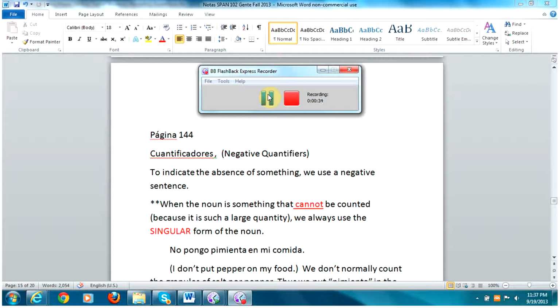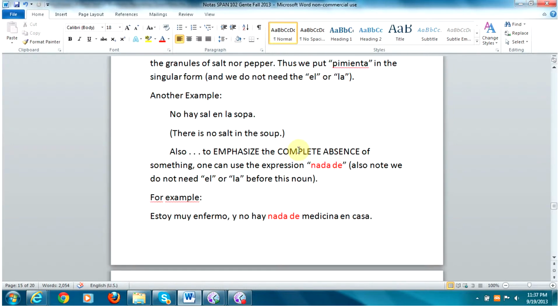When the noun is something that cannot be counted because it is such a large quantity, we always use the singular form in Spanish. For example, no pongo pimienta en la comida. Or no pongo pimienta en mi comida. I don't put pepper in my food. We don't normally count the granules of salt in our pepper. Thus, we put pimienta in the singular form. We do not need el or la before pimienta.